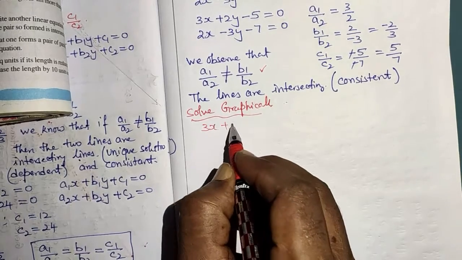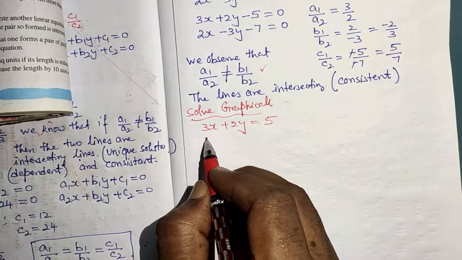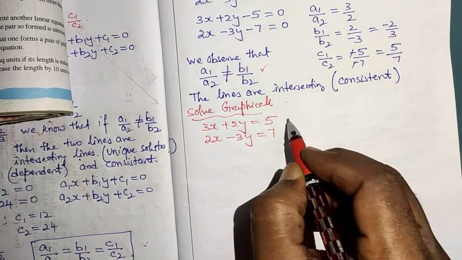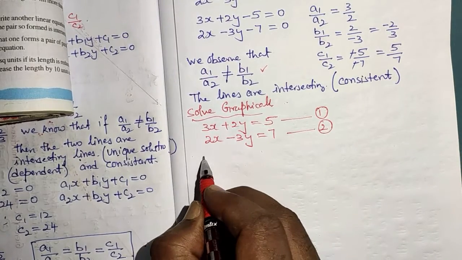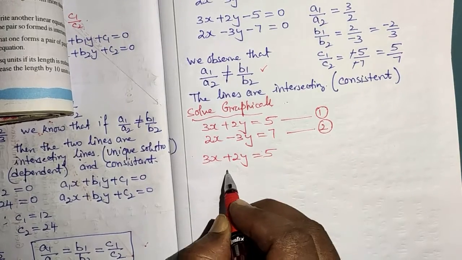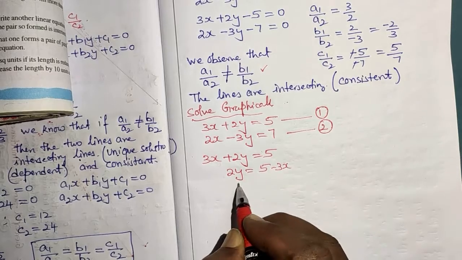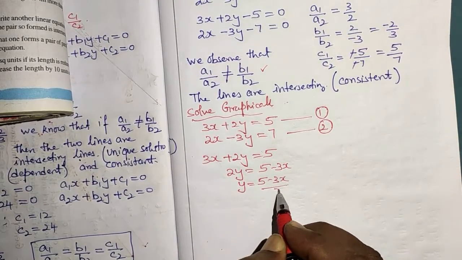So it is 3x plus 2y is equal to 5, and the other equation is 2x minus 3y is equal to 7. Name the equations as 1 and 2. Take the first equation, 3x plus 2y is equal to 5. 2y is equal to 5 minus 3x. Y is equal to how much? 5 minus 3x by 2.